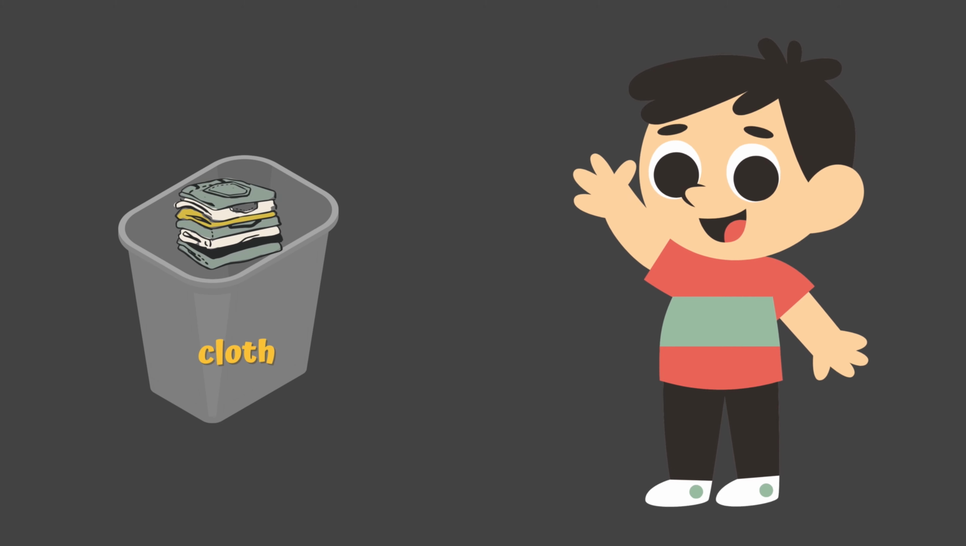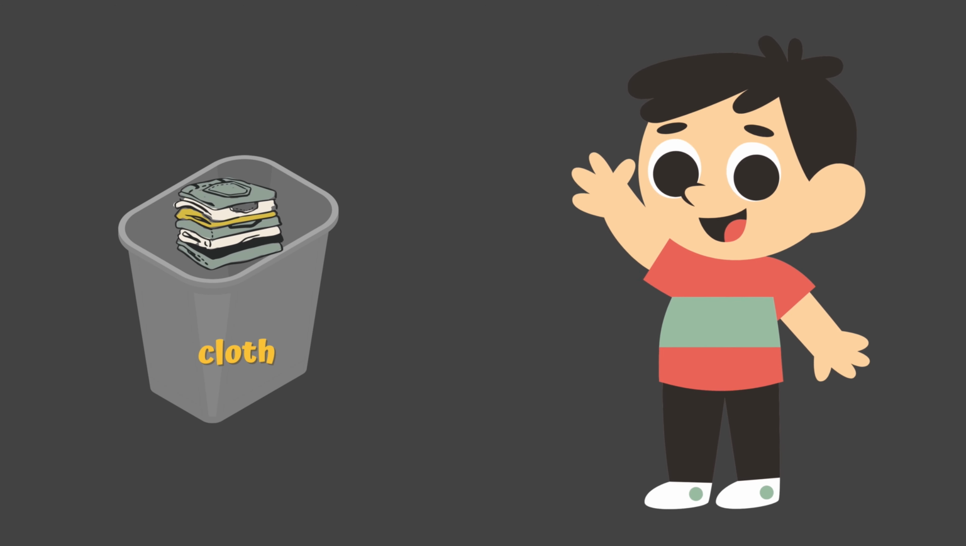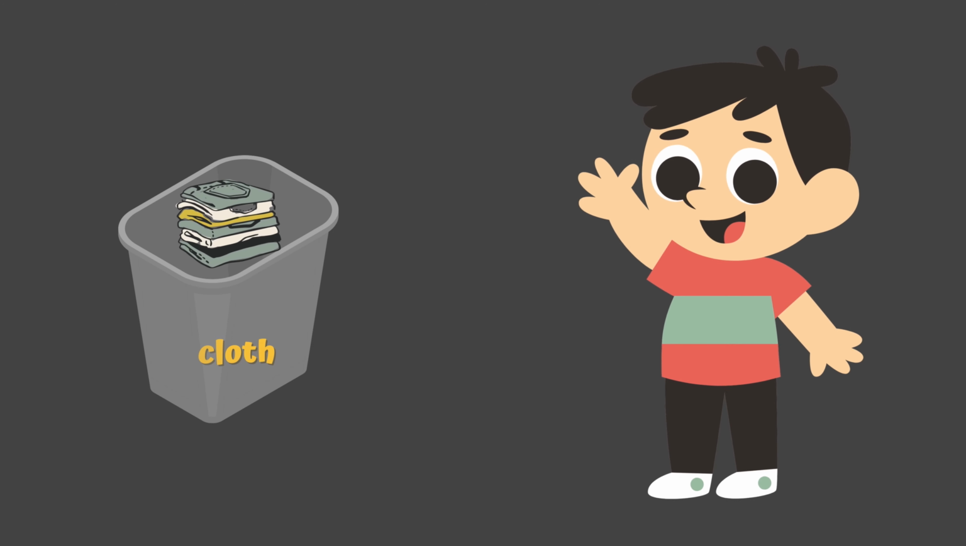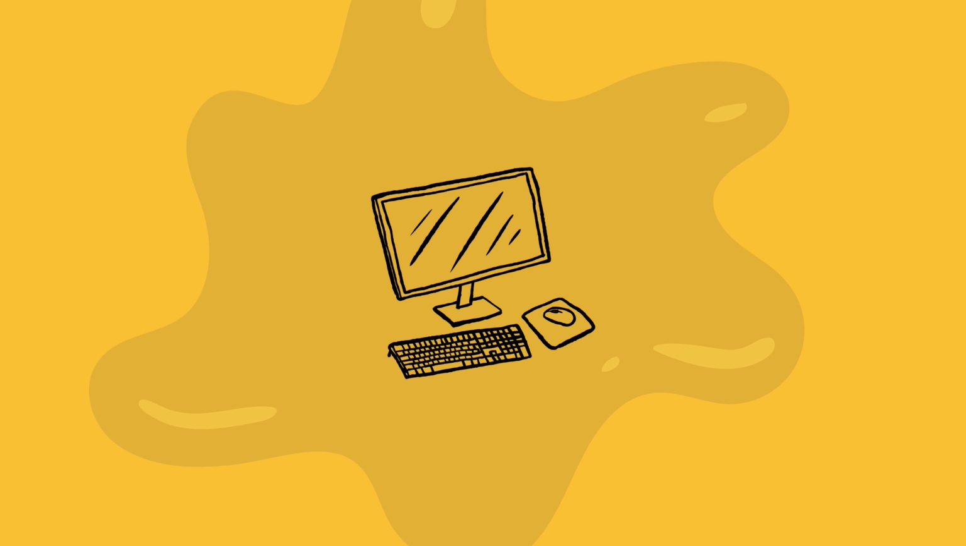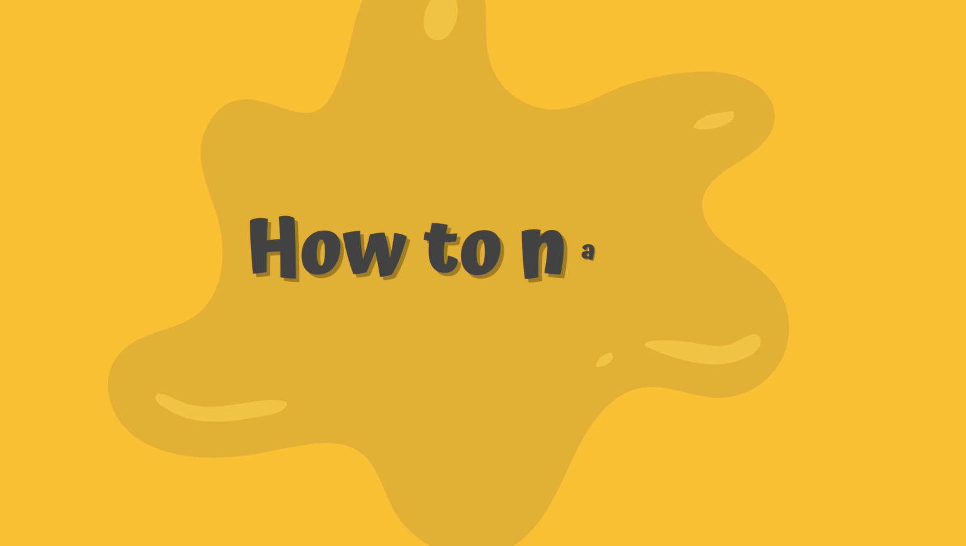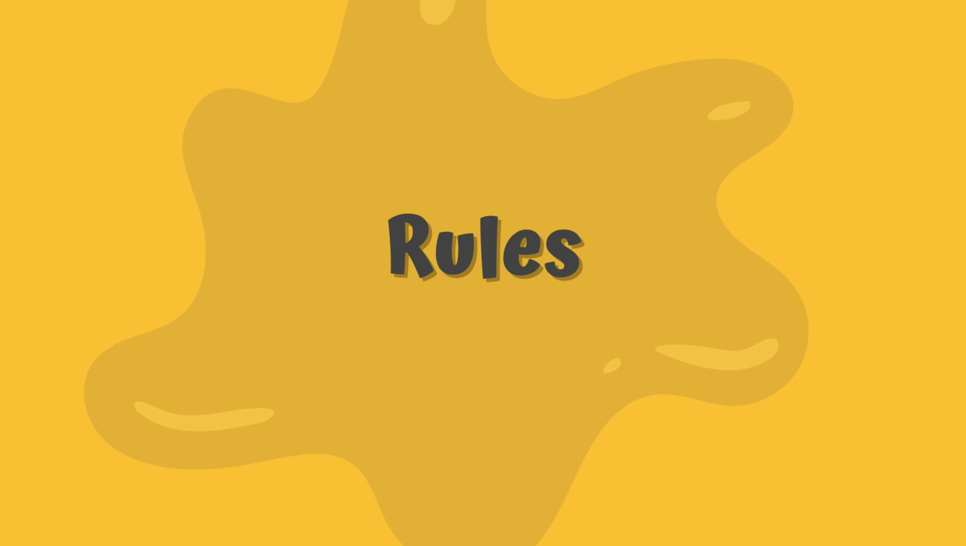So whenever anyone inquires about the clothes, you can tell them to go there and there is a container named cloth. In the same way, variables work in a computer program. To name variables, there are some rules and common practices. First of all, we will discuss some rules.